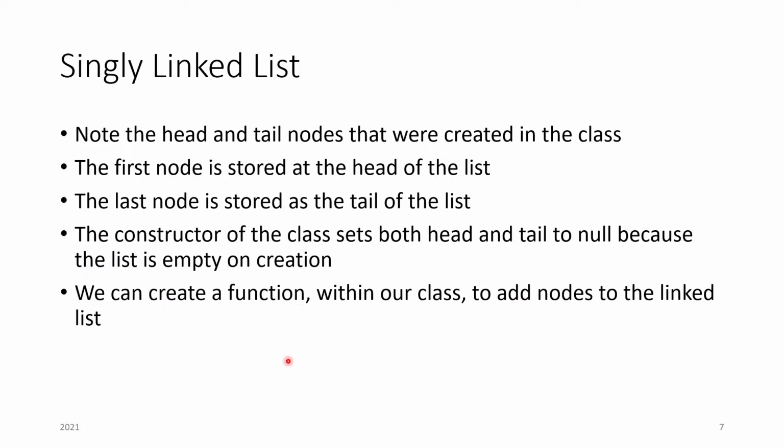So the head and tail node pointers that we just now saw here are important for tracking the first node and the last node in the entire linked list. And we're going to see that when we create our function here to add nodes into the linked list, our head and tail here are going to be affected as a result.